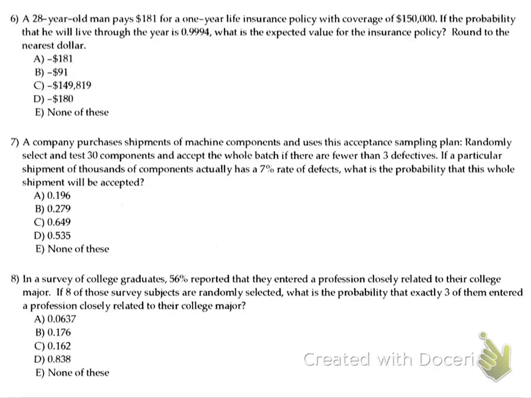A 28-year-old man pays $181 for a 1 year life insurance policy, coverage $150,000. Probability to live through the year is a bunch of 9s and a 4. What is the expected value for the insurance policy?